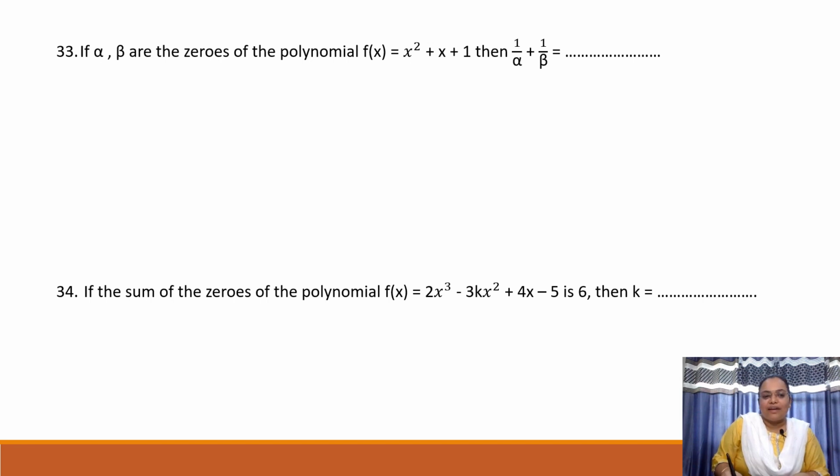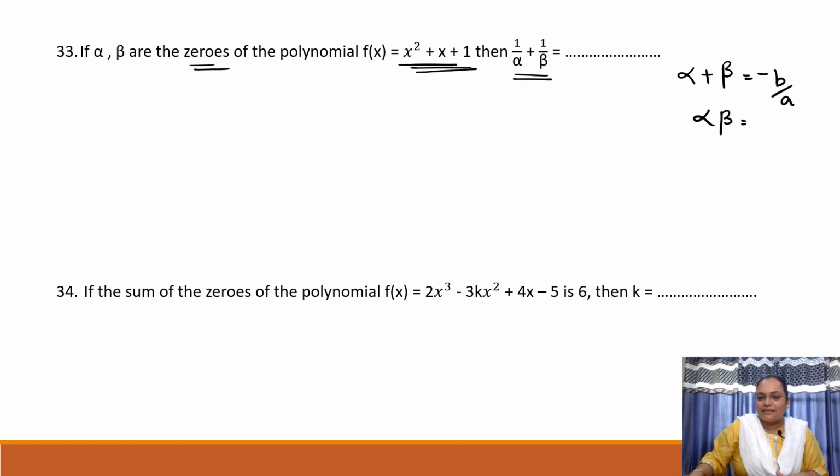So, the next one is, if alpha, beta are the zeros of the given polynomial x square plus x plus 1, then we need to find 1 by alpha plus 1 by beta. So, from the given polynomial, let us quickly find alpha plus beta and alpha beta. So, alpha plus beta is minus b by a. Right? So, what is minus b by a, which is minus 1? Alpha beta is c by a, which is also 1. Right? Now, let us find 1 by alpha plus 1 by beta.